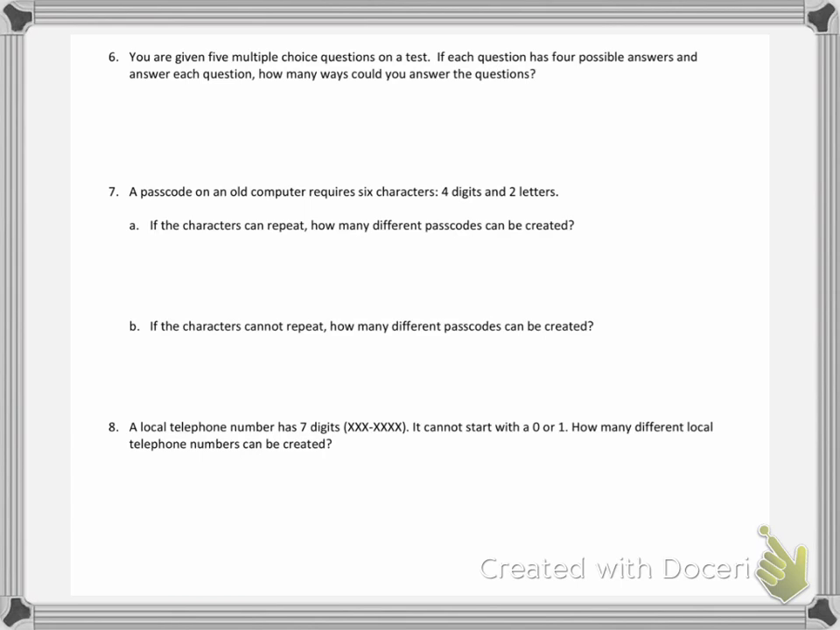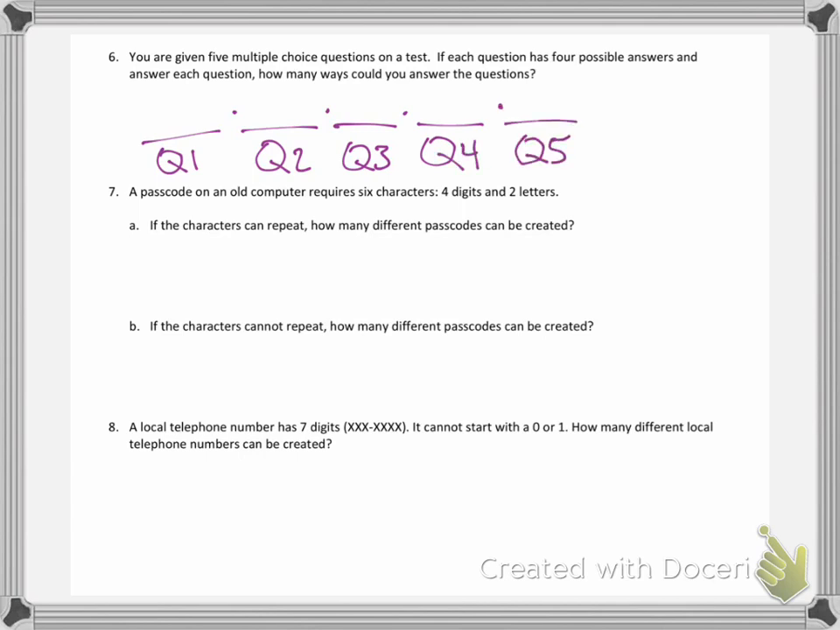So you have 5 questions. So question 1, question 2, question 3, question 4, and question 5. Now, here's the thing. Each of these questions has 4 answers. Since they're each separate questions, for question 1, you have 4 things you can pick from. Question 2, you have 4 things to pick from because it's a new question. Same with question 3, 4, and 5.